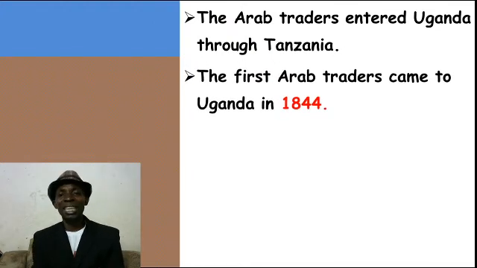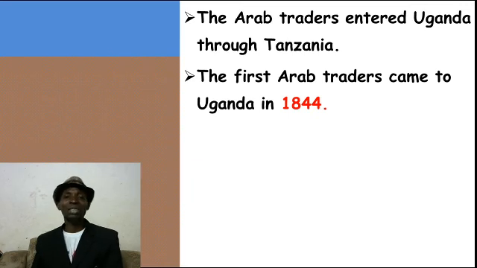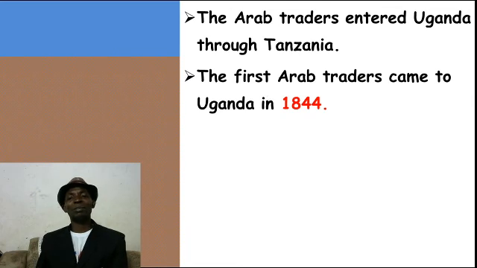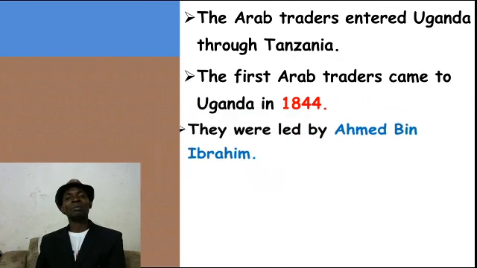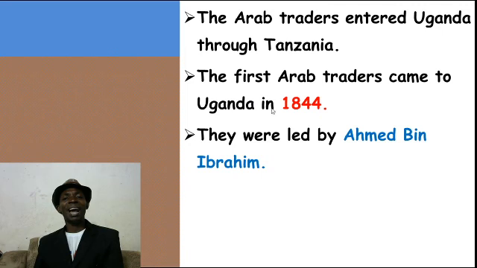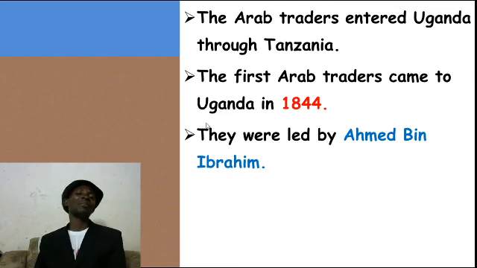In which year did the Arab traders come to Uganda? The first Arab traders came to Uganda in 1844. They were led by Ahmed bin Ibrahim, which means Ahmed, son of Ibrahim.